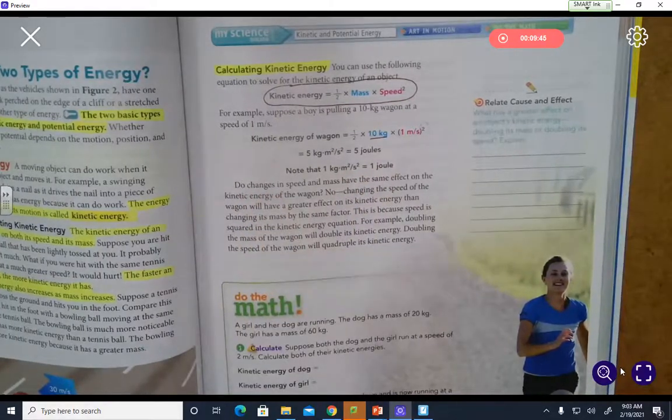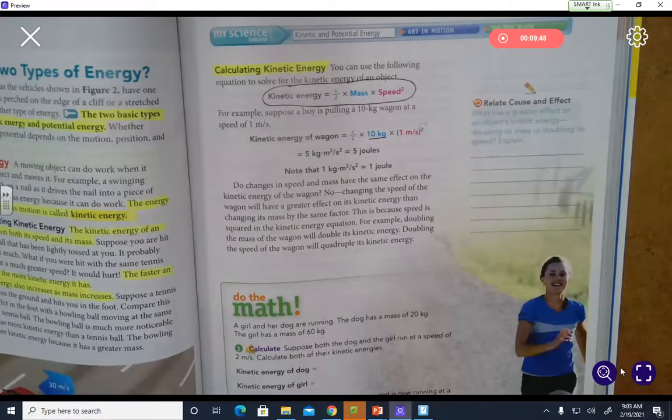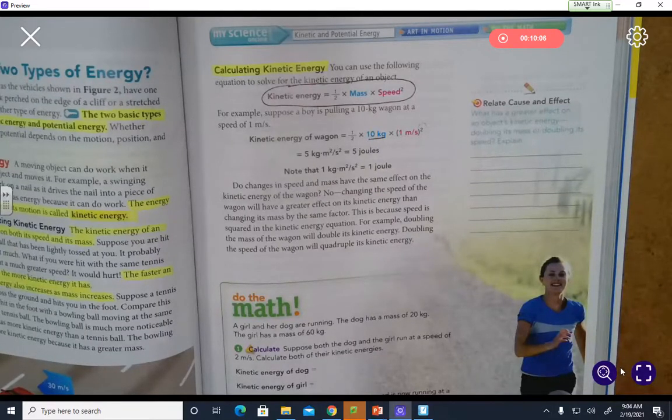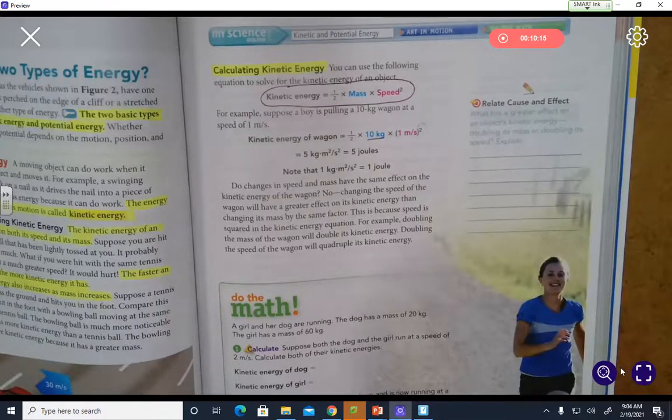So do changes in speed and mass have the same effect on kinetic energy of the wagon? No. Changing the speed of the wagon will have a greater effect on its kinetic energy than changing its mass by the same factor. This is because speed is squared in the kinetic energy equation. For example, doubling the mass of the wagon will double its kinetic energy. Doubling the speed of the wagon will quadruple its kinetic energy.